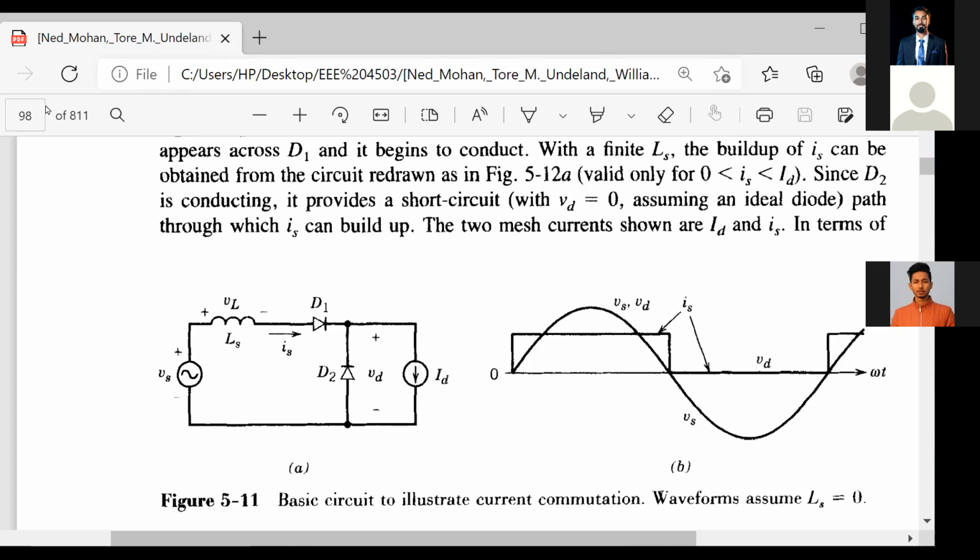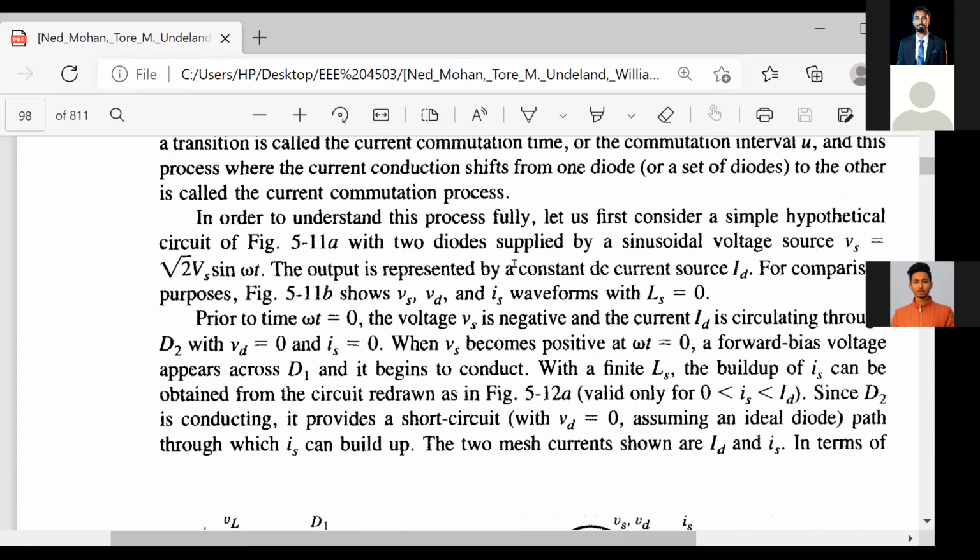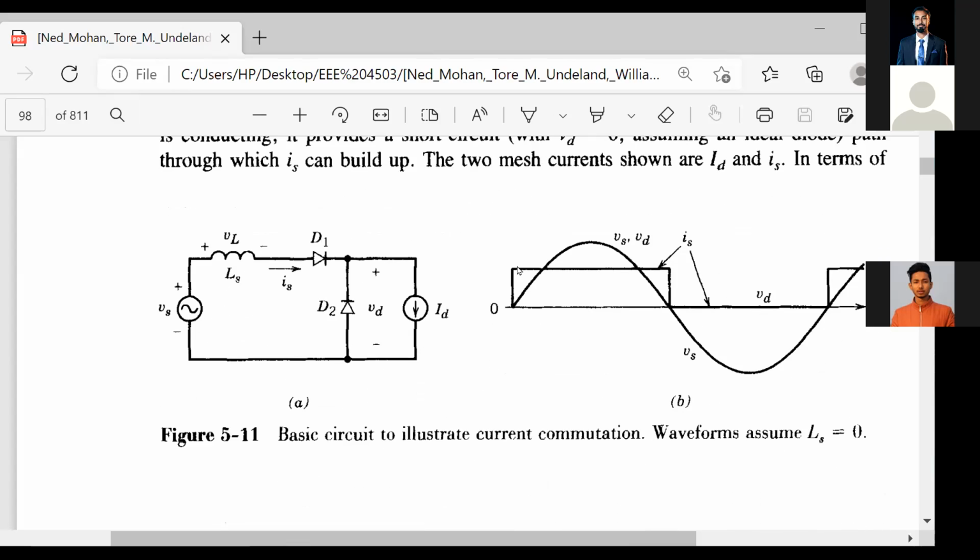Okay, so we have already started the computation for the half wave rectifier in the last class. If you remember, if this L is equal to 0, in the first half cycle the diode will be turned on, then this will be turned off, and the current will go this way.